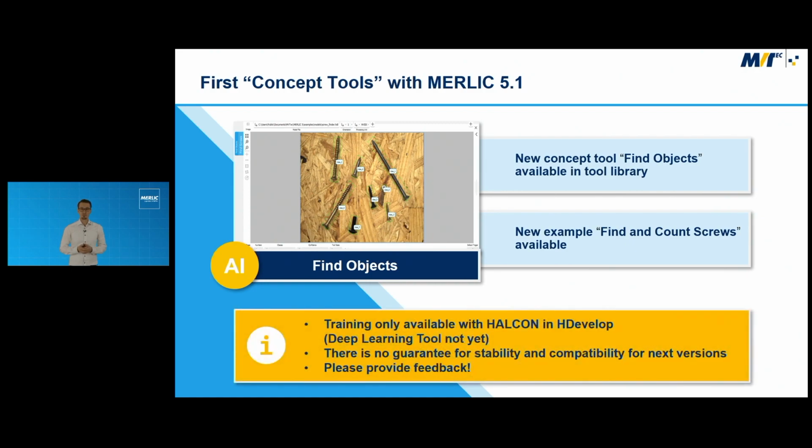But also here we have some notifications. At the moment, the training is only available in the training tool. You can label the data and can train your classifier there, can use this trained classifier and use it in the MERLIC tool Find Objects. And as I mentioned before, there's no guarantee for the stability and compatibility, so please don't use this tool in the production line, but use it, have fun with it, and give us feedback if this fits the spot for you.